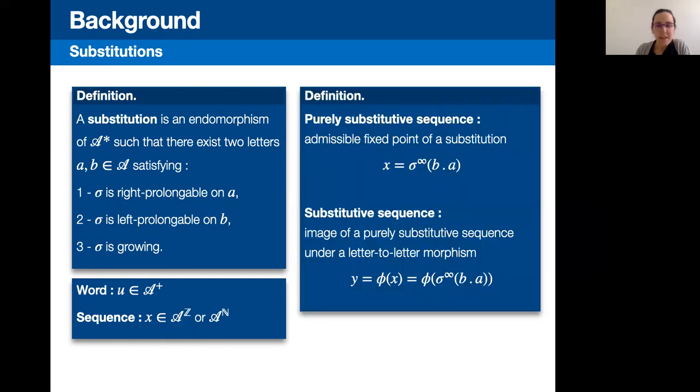Now we can define a purely substitutive sequence as a fixed point of a substitution. This fixed point should be admissible, which means that the word BA appears in the image of a letter under a power of sigma. If we take a purely substitutive sequence and compute its image by a morphism phi, we have what we call a substitutive sequence. We should take for phi a letter-to-letter morphism, and it could have an image in an alphabet different from the one where x is defined.